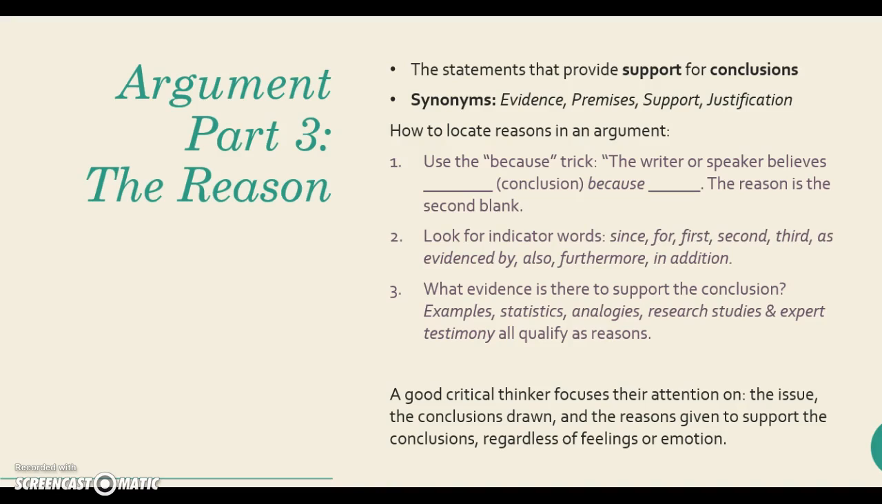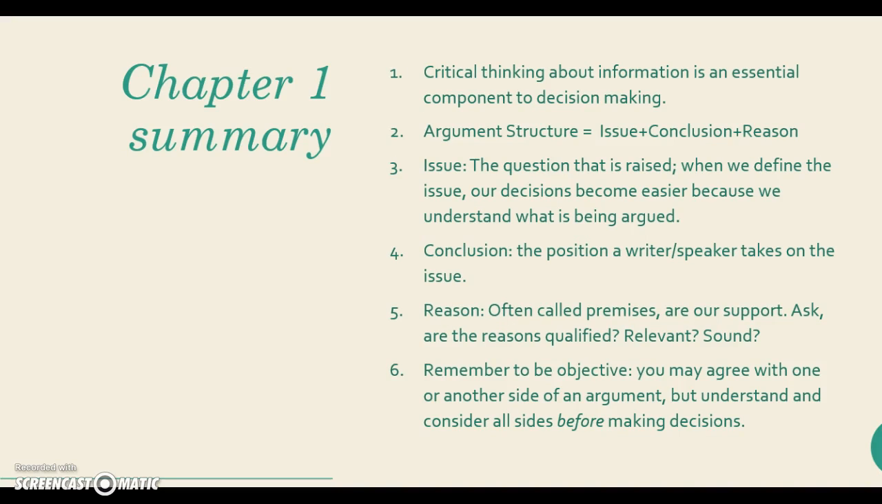So a good critical thinker leaves their emotion aside and focuses their attention on the issue, the conclusions drawn, and the reasons given to support the conclusions, regardless of how you feel about it. So in summary, critical thinking about information is an essential component to decision making. And when you look at an argument structure as an issue plus a conclusion and a reason, you're able to take a step away from your emotion and ask, what is the issue that is being raised?